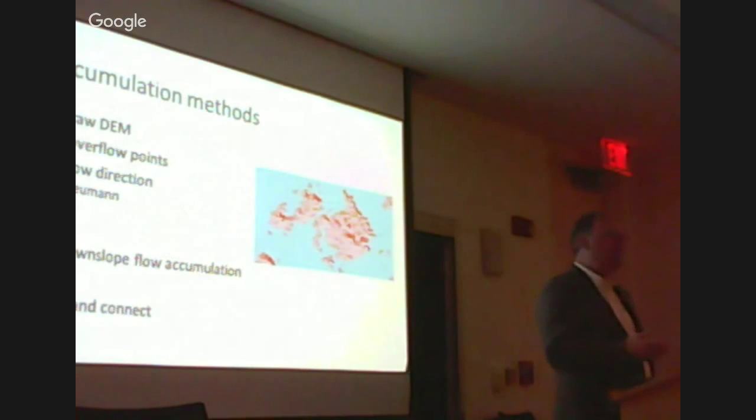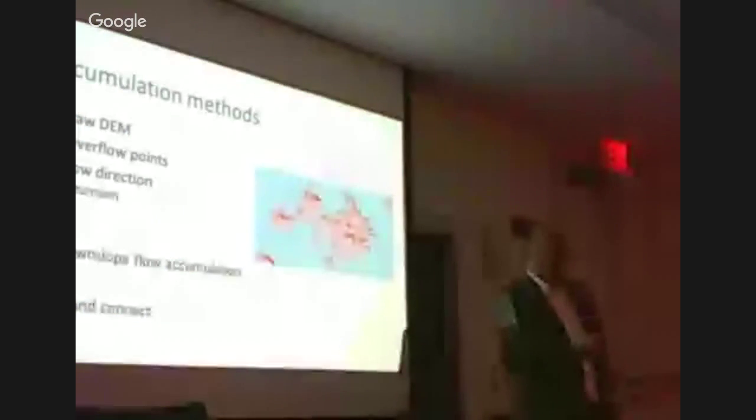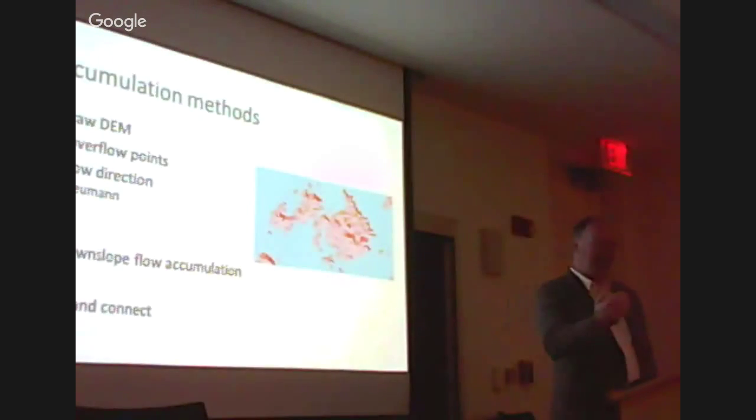The problem is often these lines come out more than 1 pixel wide, so we need to thin them. We often need to prune them. We need to decide when you stop a stream, because if you followed streams with most algorithms, it will go all the way up to the summit. You don't necessarily want your streams to emerge from a summit.